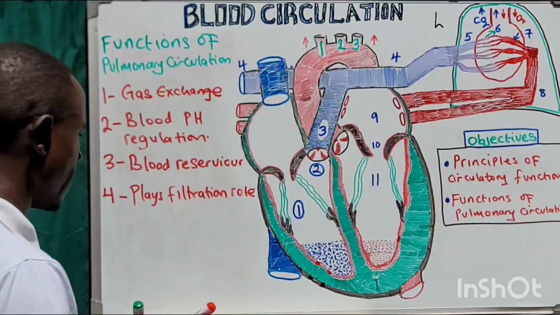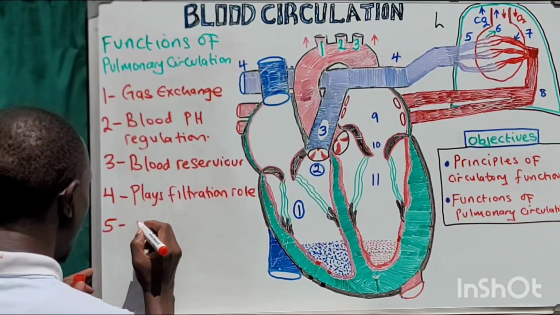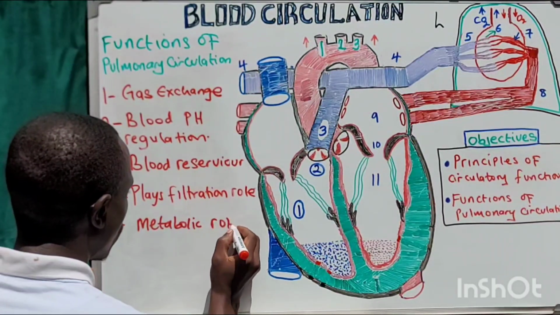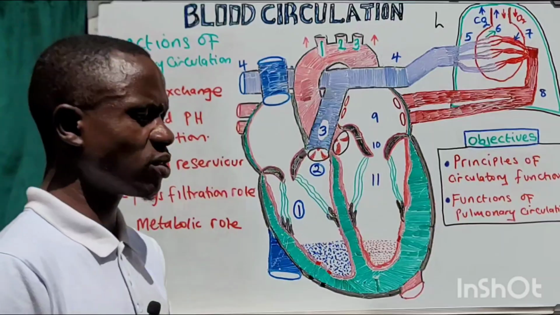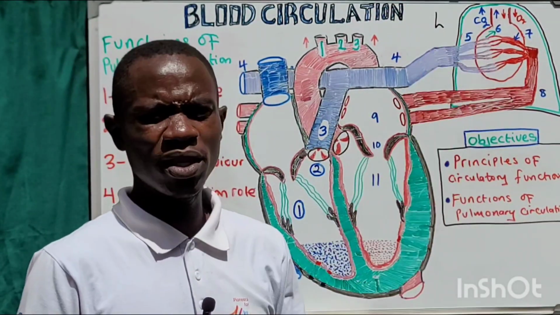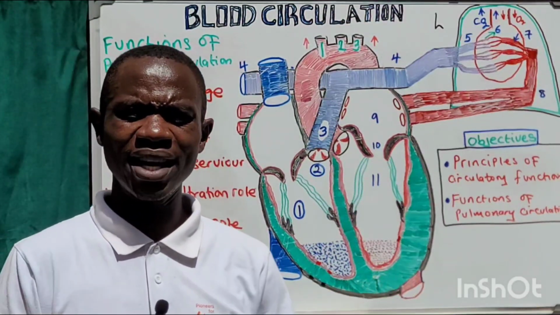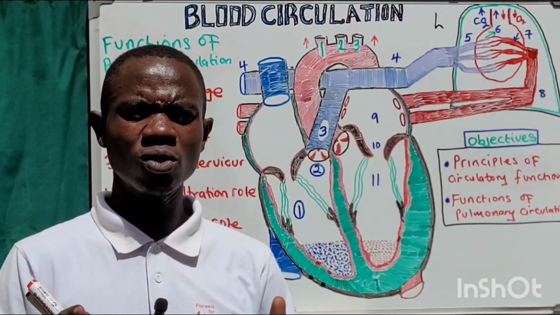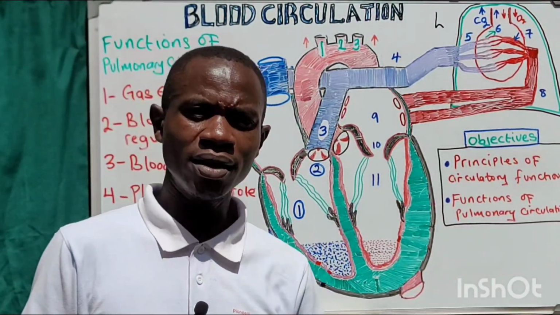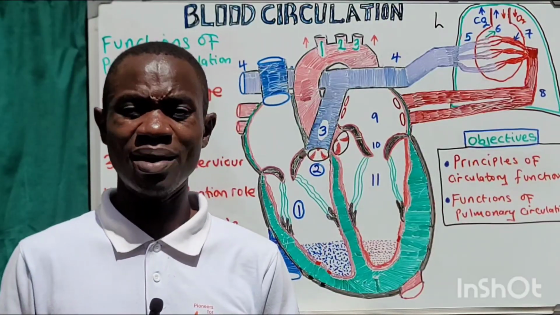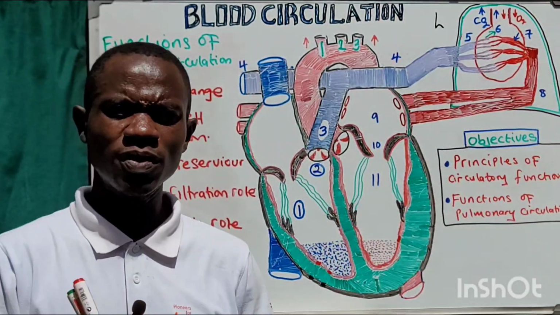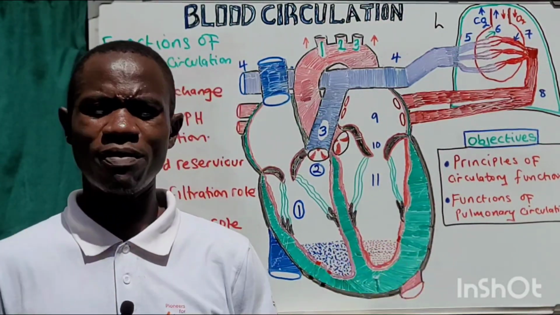And then the last function of the pulmonary circuit is the metabolic role. What do I mean by this? Within the pulmonary capillaries, in the endothelial lining, we have a very important enzyme in the activation of the renin-angiotensin-aldosterone system. In the pulmonary capillary endothelial cells, we have a specific enzyme which we call angiotensin converting enzyme.